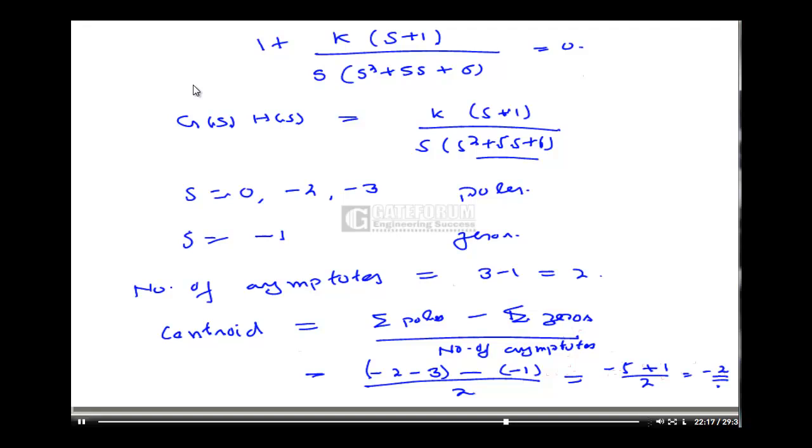Indirectly they have asked the centroid. If they directly ask the centroid, then it becomes an easier problem. So that's why this question is a good question, because a simple thing is asked but in a different way.